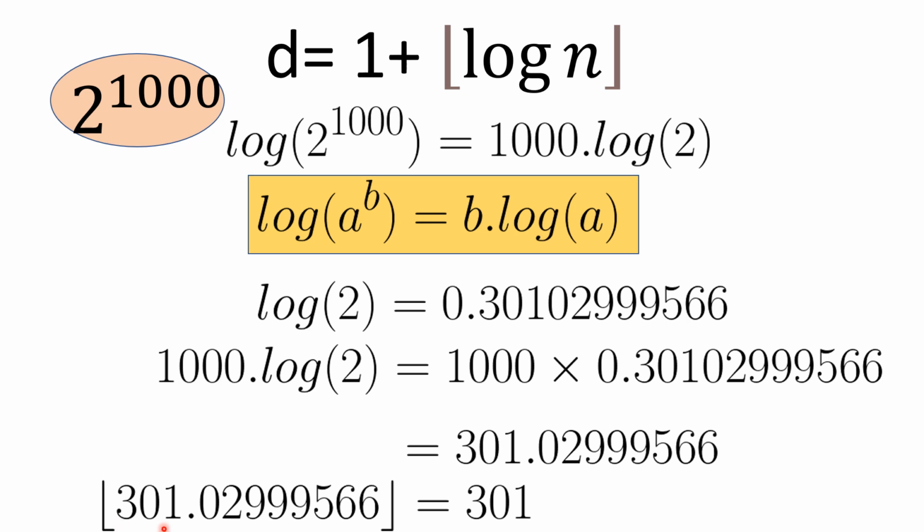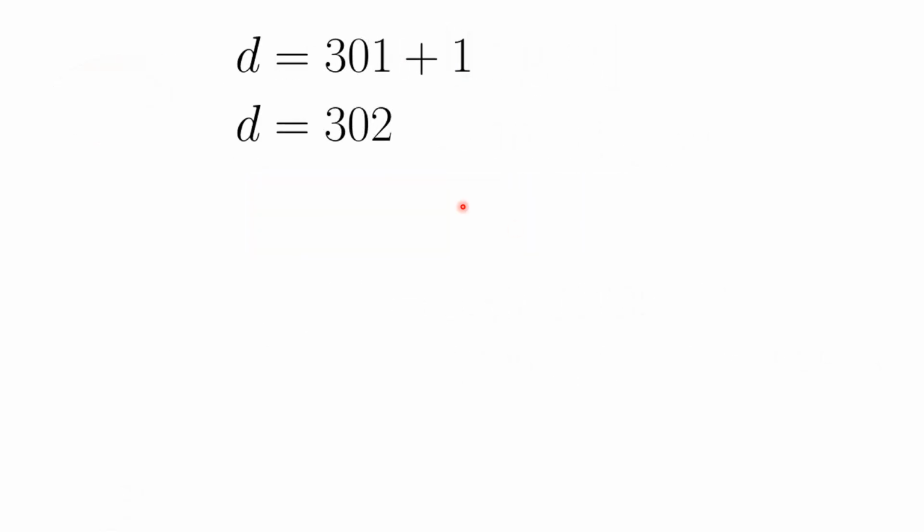The floor of 301.02999566 equals 301. We just round it down to the nearest whole number. So d equals 301 plus 1. d equals 302. 2 to the power of 1000 has exactly 302 digits.